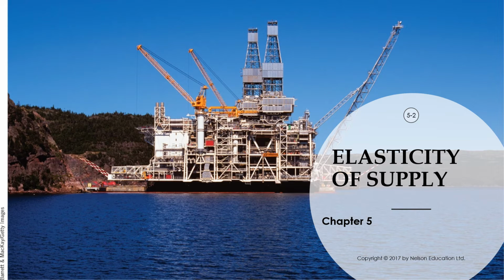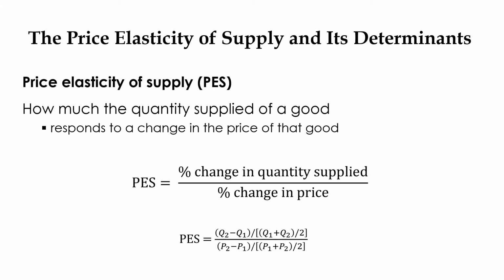All right, everybody. In this video, we're going to be talking about the elasticity of supply. The price elasticity of supply is how much the quantity supplied of a good responds to a change in the price of that good. So we all know when the price of something goes up, suppliers of that good will want to increase the supply to the market because it's become more profitable to do so.